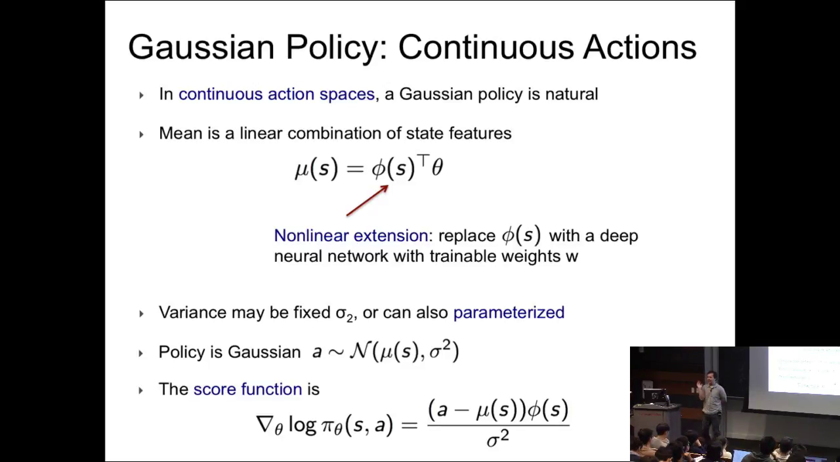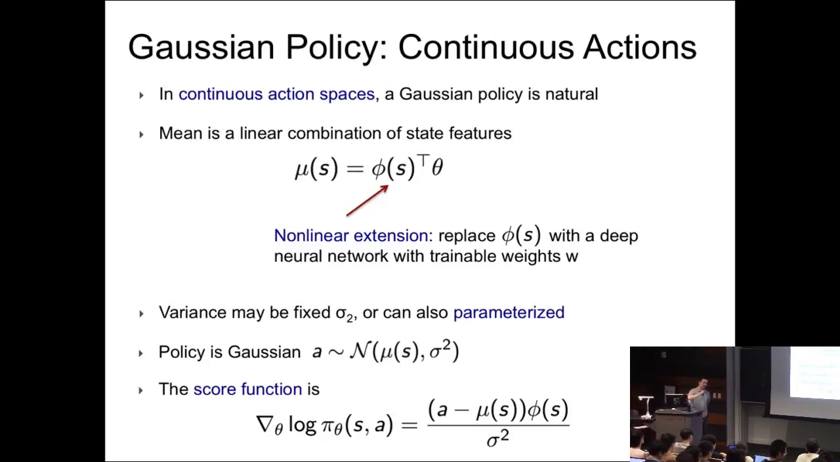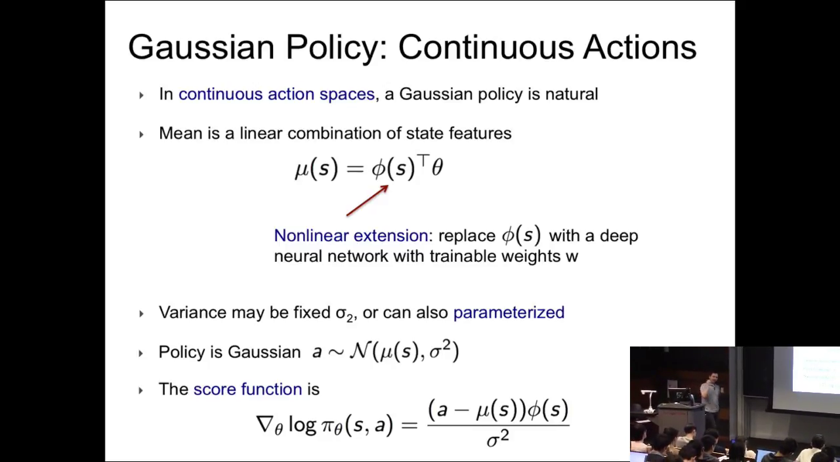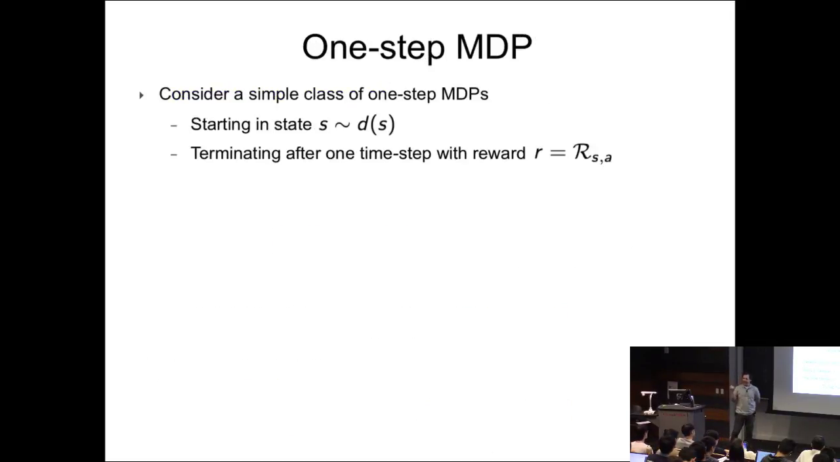Okay, any questions? So far, if we have these policies, both discrete and continuous, we look at the log, we can take the derivatives. Okay? So now let's look at the one-step MDP. Let's look at a very simple class of Markov decision processes.